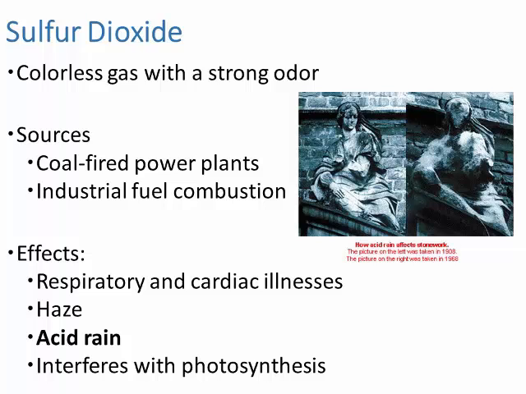Acid rain can harm both natural systems and man-made structures. The image seen here is a statue before and after it was subjected to acid rain. As you can see, the acid rain ate away at the features of the statue and left it significantly marred.